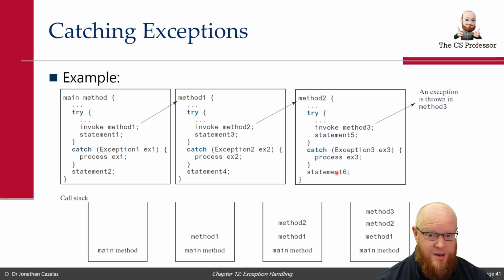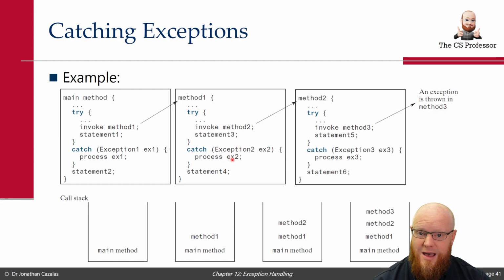Statement 6 is therefore not even going to get an opportunity to be executed, because there is no matching catch block in method 2 to catch exception 2, so this entire method is aborted. That exception gets thrown back to the previous method, and now we're back here at method 1. The invocation of method 2 is what ultimately caused an exception down here in method 3. So now the exception gets thrown back all the way to here, and it looks for a matching catch. Thankfully, there's a matching catch to catch exception 2.